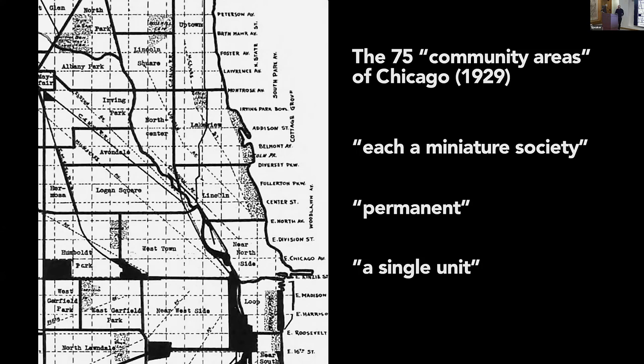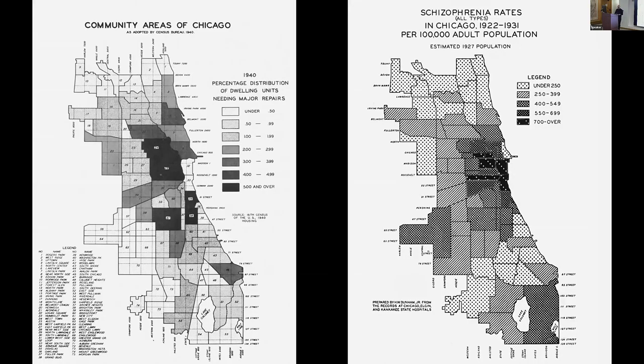And in the case of Chicago, their practical goals were actually quite successful. They made these community areas into tools of legibility and management. They got the Census Bureau to use these areas to tabulate statistics, which meant that they were subsequently used for choropleth mapping of all kinds, everything from housing on the left to schizophrenia on the right. They were adopted by the city as districts for urban planning. They also became the central way that people in Chicago understood the city.